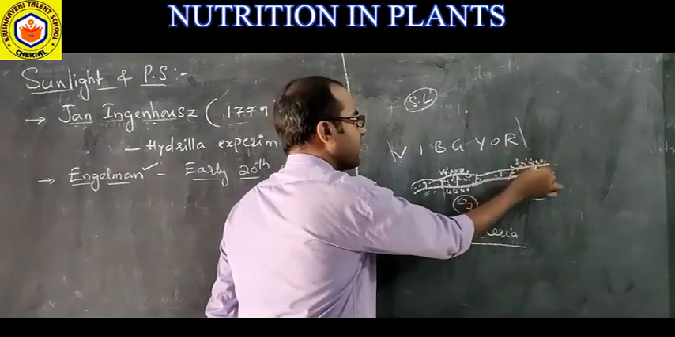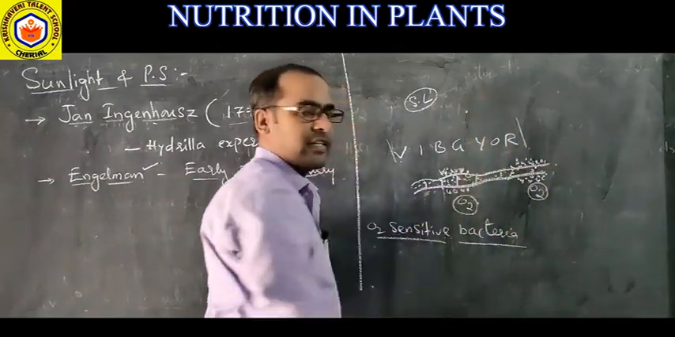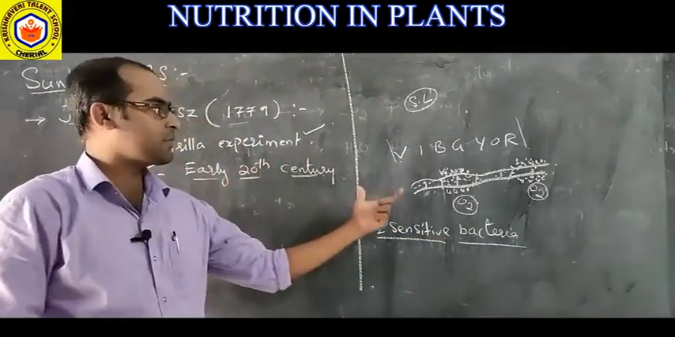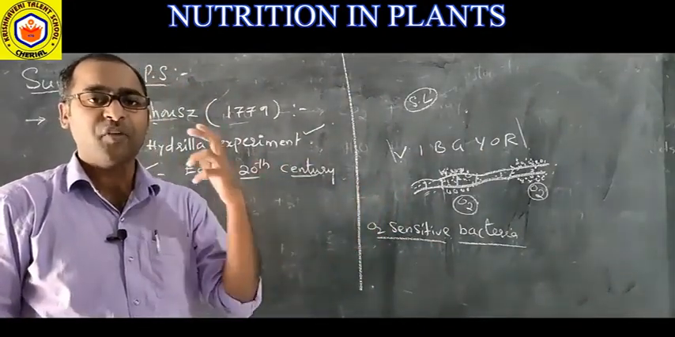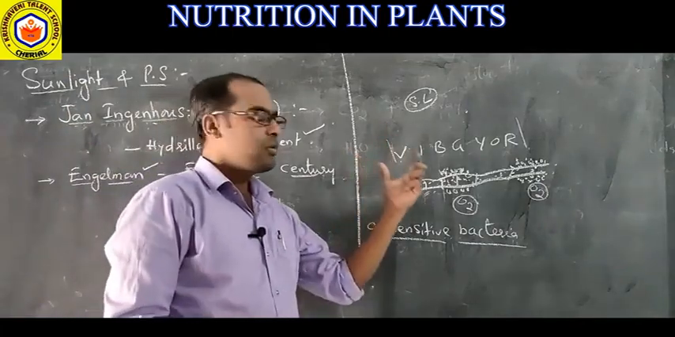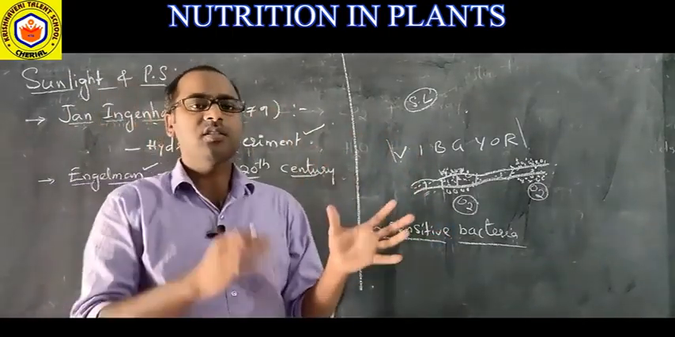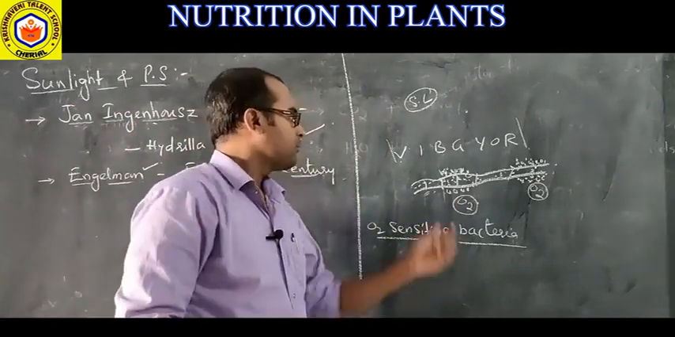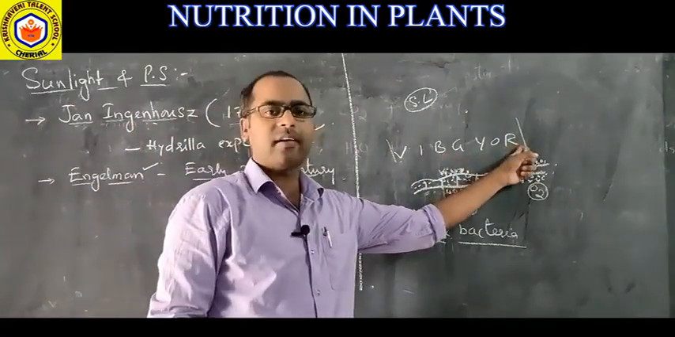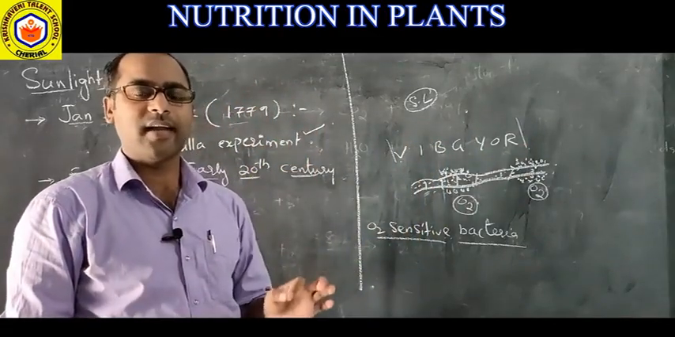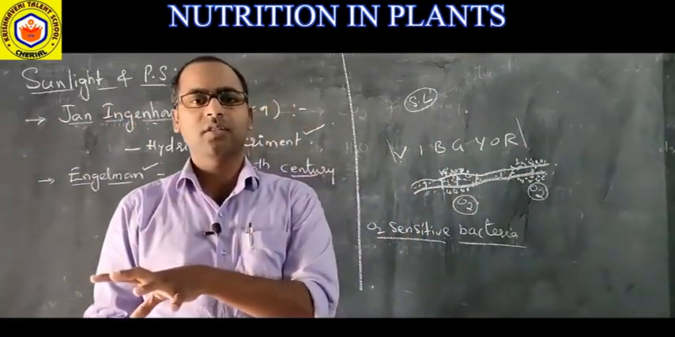That is why the oxygen sensitive bacteria are gathered here. What we can conclude from Engelmann's experiment is that, from the white light, photosynthetic organisms require blue colored light and red colored light. Yes, so the blue and red colors of the white light are necessary for photosynthesis.